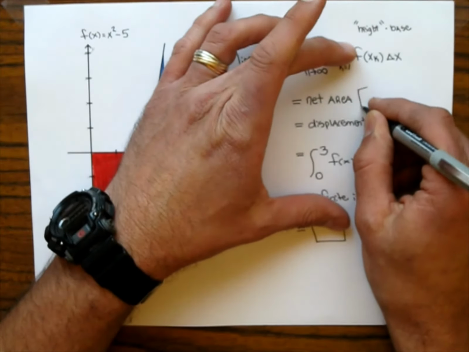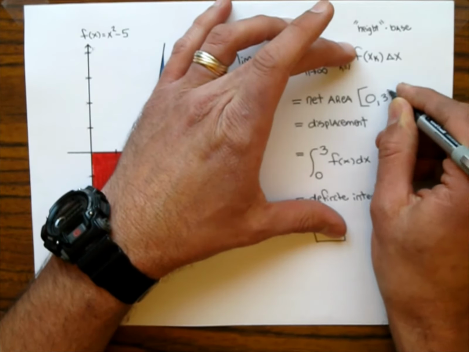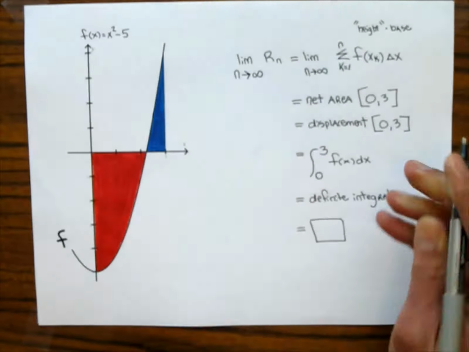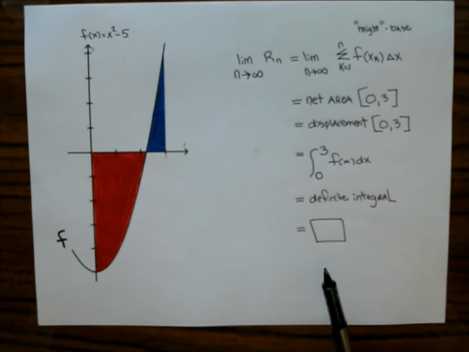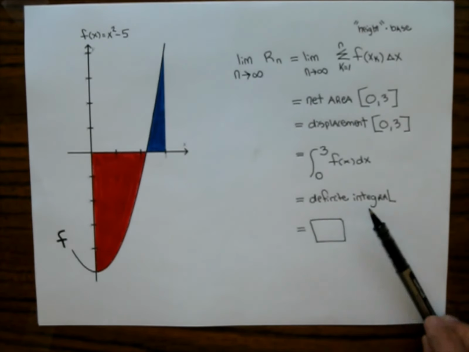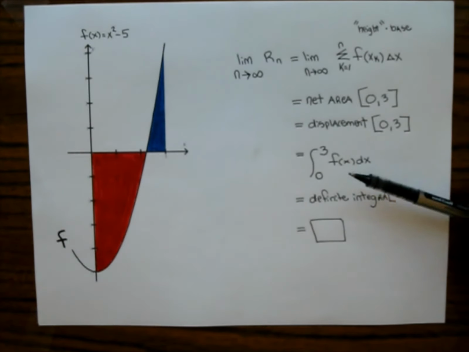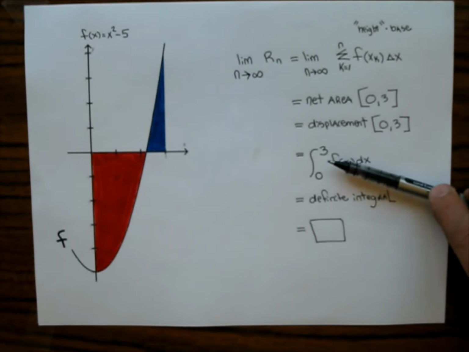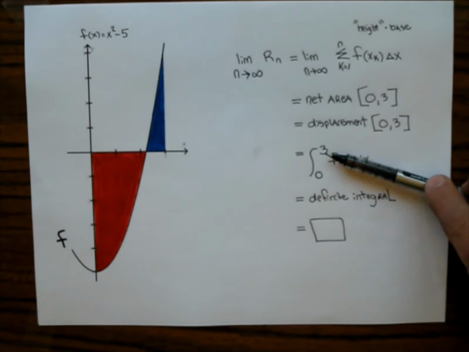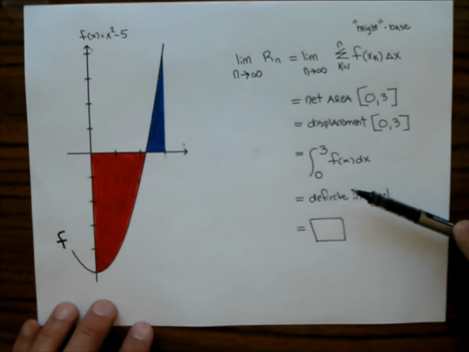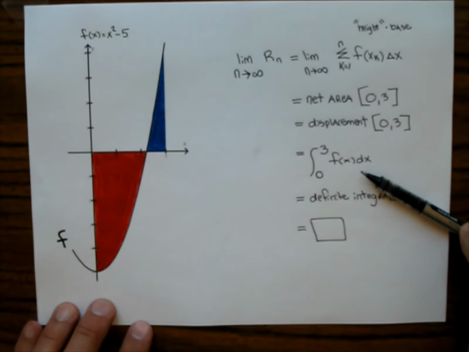Let me go ahead and write that there. So this is 0 to 3. Displacement from 0 to 3. And now, here is the new notation. The new notation is the definite integral. It's called the definite integral, and it looks like the indefinite integral. The only difference is you have little numbers there on that integral sign. Okay? Does this have something to do with antiderivatives? We're going to see this in the next section.